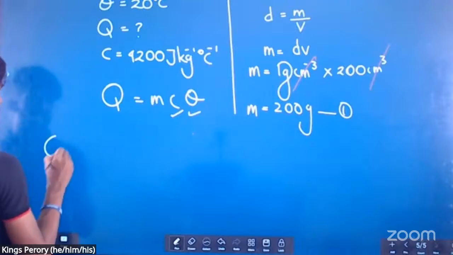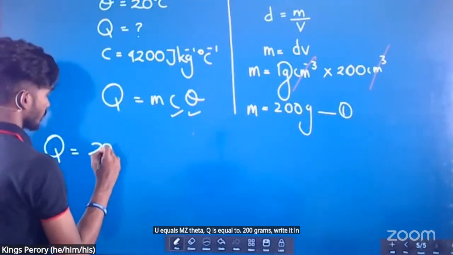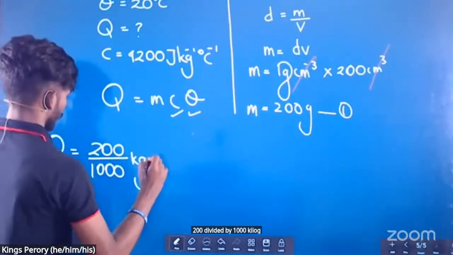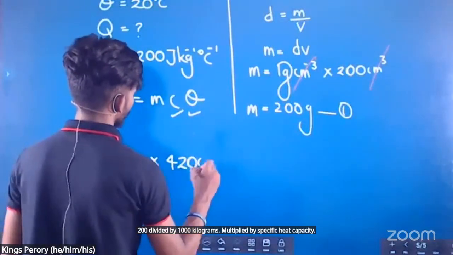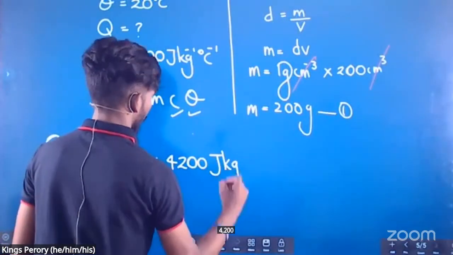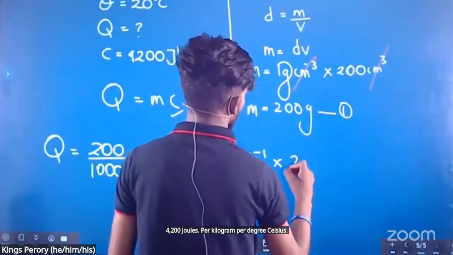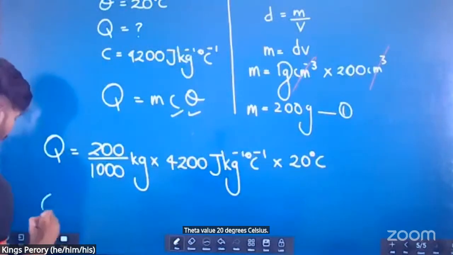Now you apply this side. Q equals mc theta. Q is equal to 200 grams, write it in kilograms, 200 divided by 1000 kilograms, multiplied by specific heat capacity 4200 joules per kilogram per degree Celsius. Theta value 20 degrees Celsius.